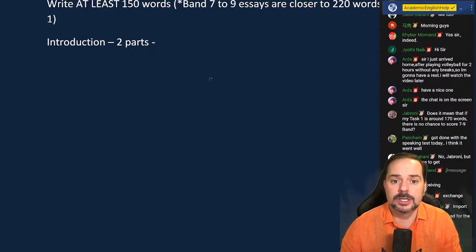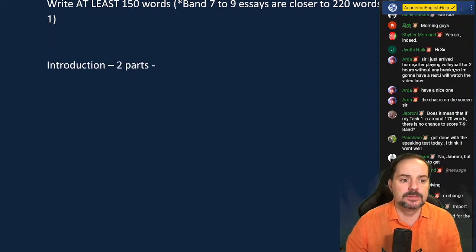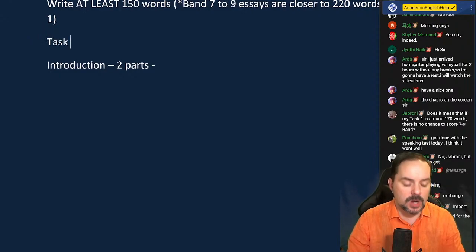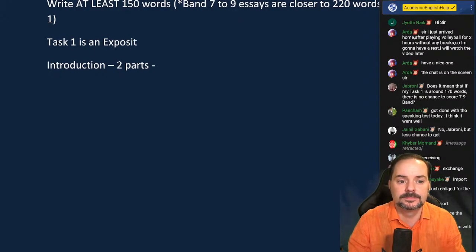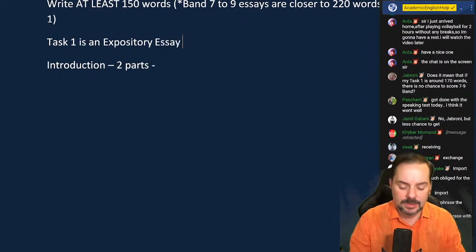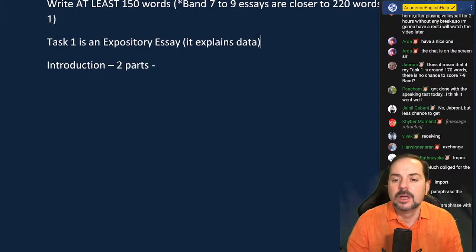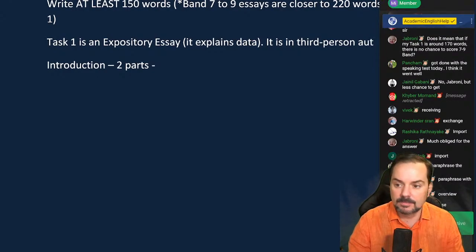Introduction has 2 parts for task 1. Okay, task 1 has, just for some people, before we get into the introduction even. So task 1 is an expository essay. It explains data, okay? It is in third person author voice, okay?